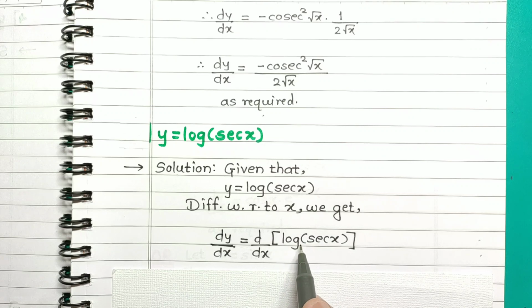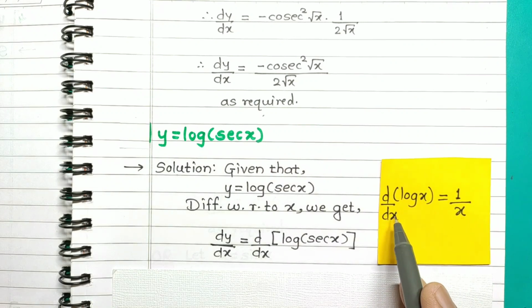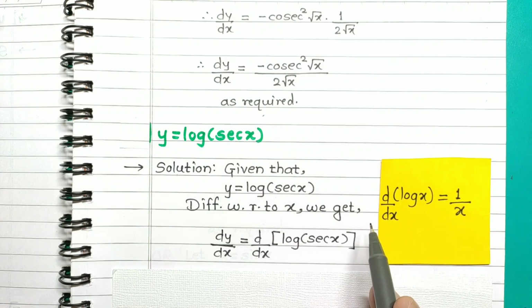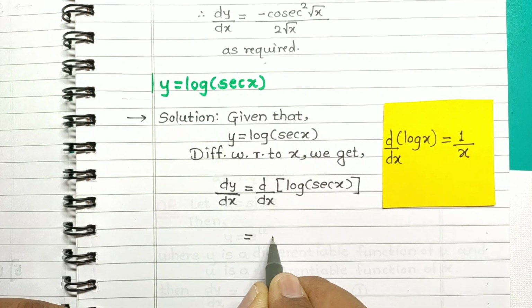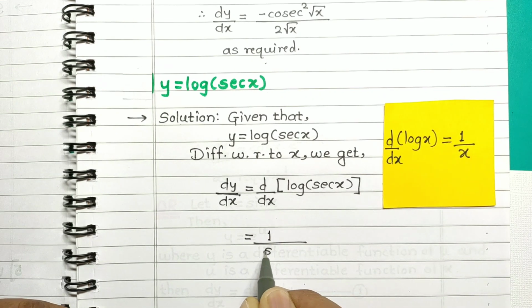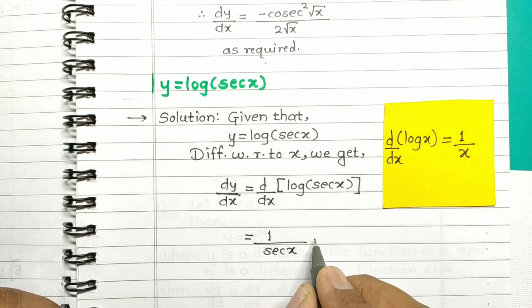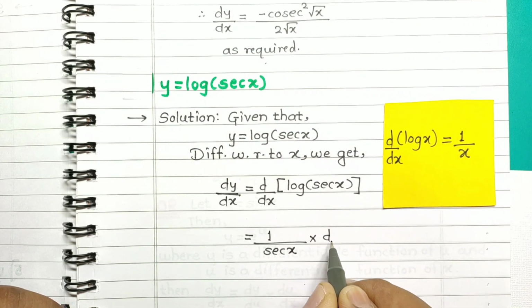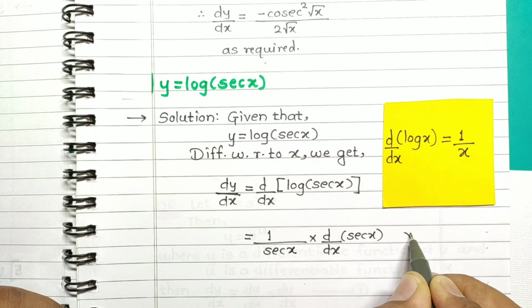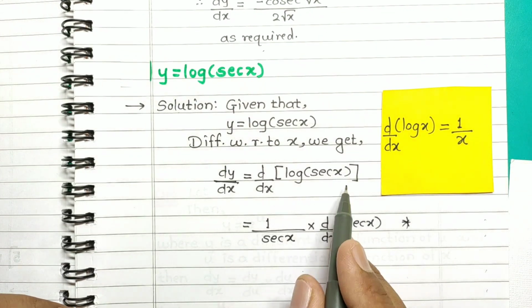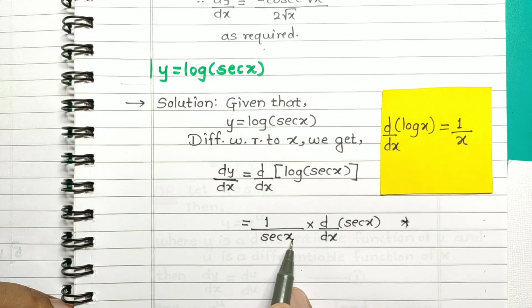So we are going to treat it as log of something, and we have the standard form, the derivative of log x is 1 upon x. So the derivative of log of something is 1 upon something. 1 upon something is the function sec x, into, by chain rule, multiply the derivative of something which is sec x. Note this step properly. Log of something, derivative is 1 upon something into the derivative of something.